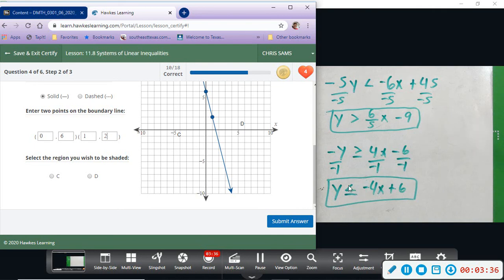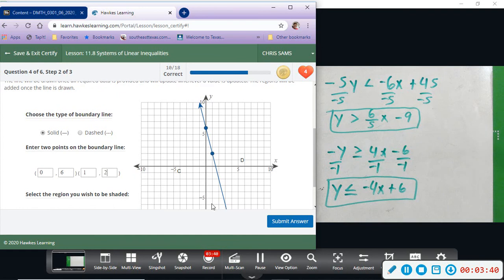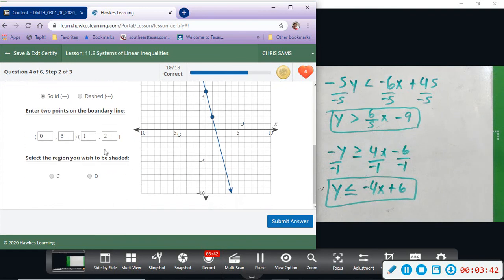Alright, and then this one says less than. So think if we're going up, we're above the line, less than will be below. So that will be this section C over here. Less than.